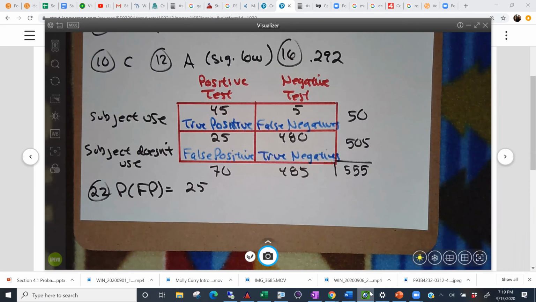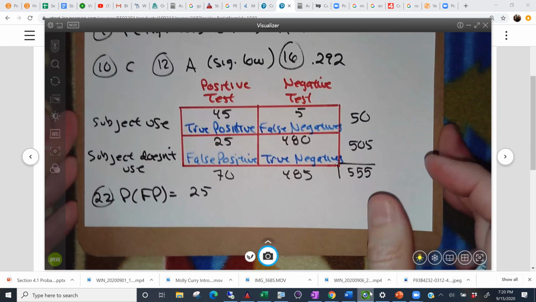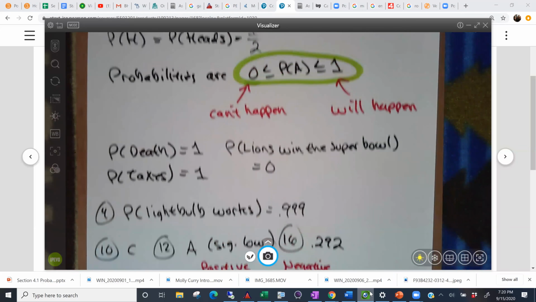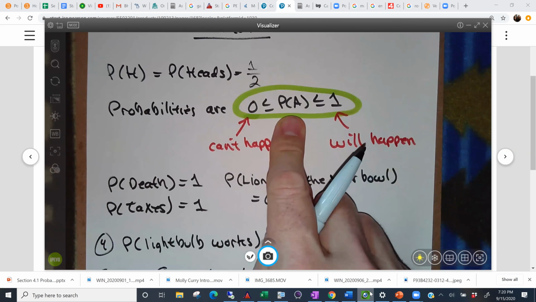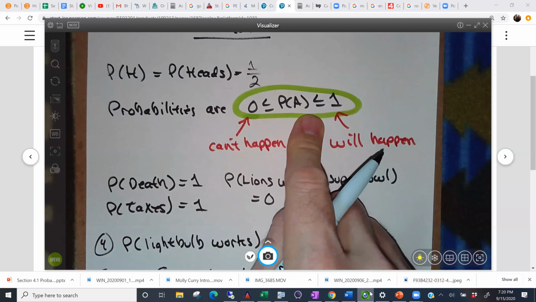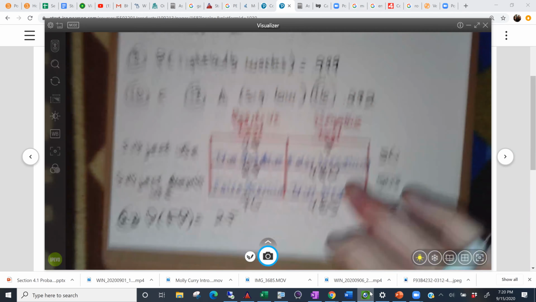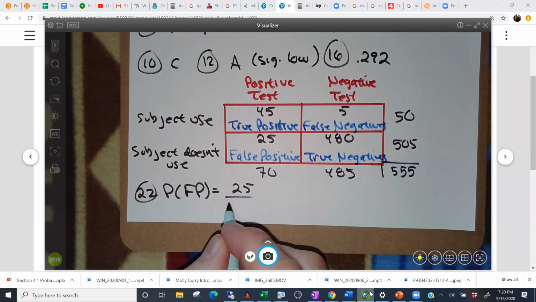How come I can't just say 25? Because that could be 25 out of 50 million. Okay, good. Well, what else? What did I warn you about earlier? Probabilities are between 0 and 1. 25 is not between 0 and 1. So, got to be careful. And you guys nailed it right off the bat.